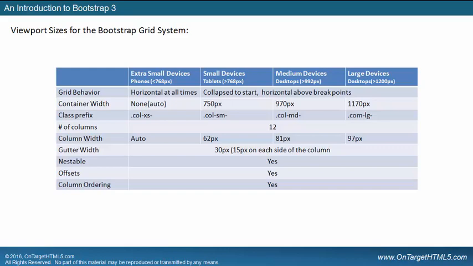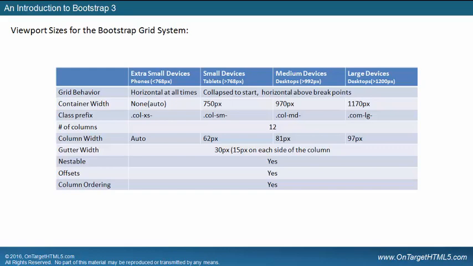In our medium devices, which are normal desktops, so that's anything greater than or equal to 992 pixels across, our container width is 970 pixels. The class prefix we're going to use is col-md- and again the number of columns, and again 12 columns max. The column width is normally 81 pixels, and again keep in mind our gutter width.